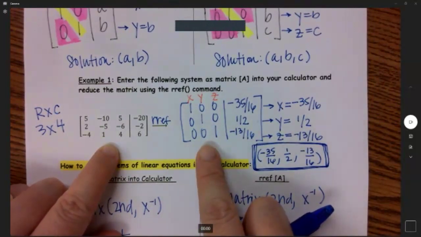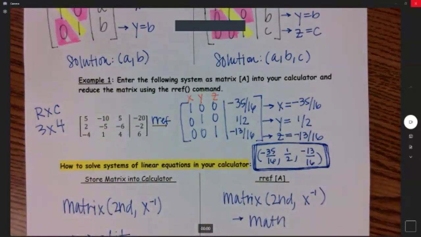Absolutely. And in fact, I encourage it. I love it if you check your answer. But if you only use this command here and you don't use the method that it tells you to, you're not going to get full credit. So please keep that in mind as we go forward.